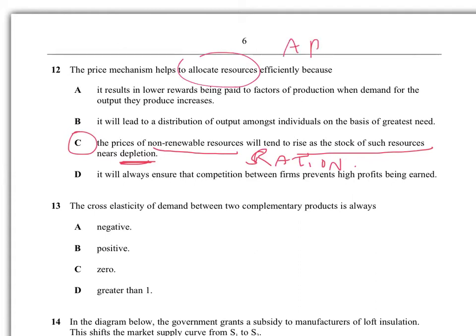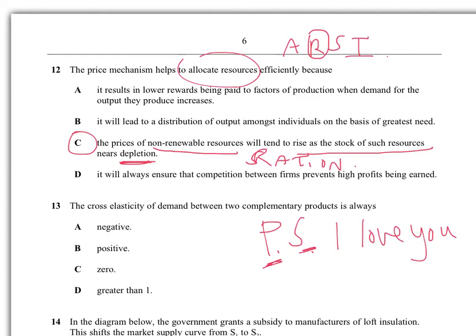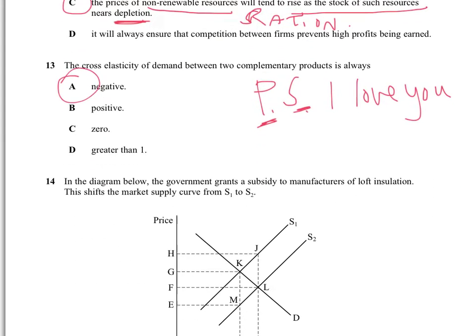Remember, allocating resources, and the price is testing you on RC. Allocates, signals, incentives, and rations. So in this question is the R. 13. This is one of these facts you just must know. The cross elasticity between two complements. To help you, we think P.S. I love you. Positives give substitutes. So a negative must be complements. So the answer has to be A.